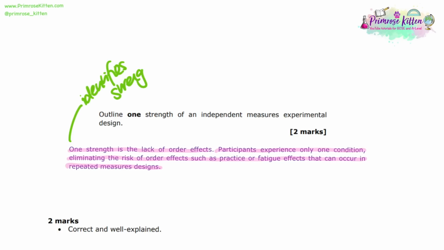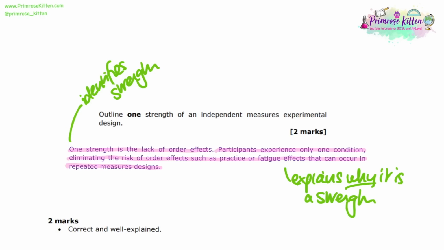The concise and focused nature of the answer ensures that it directly addresses the question, providing a really straightforward and relevant point. After the strength has been identified, the explanation of the strength can then be seen to be well articulated, explaining why there could be no order effects. By highlighting the elimination of potential order effects such as practice or fatigue effects, the response effectively explains why this aspect is advantageous.